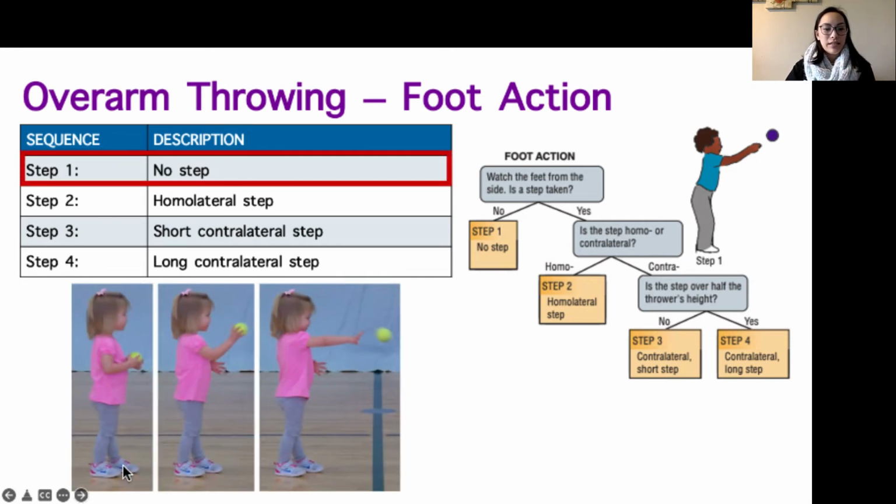So in this image sequence here, you could see this little girl's feet pretty much do not change position. Okay, so the person throws from the initial foot position, no stepping involved.